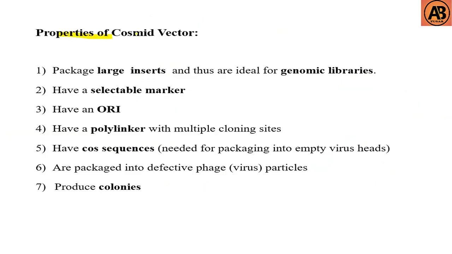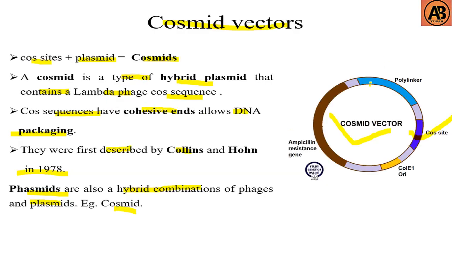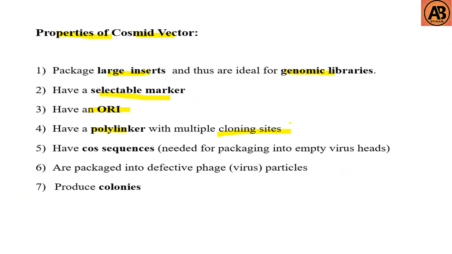Then what are the properties of a cosmid vector? They package large inserts and thus are ideal for genomic libraries, have a selectable marker, have an ORI origin, and have a polylinker with a multiple cloning site. Here you can see the polylinker with a multiple cloning site. Then cos sequences are packaged into defective phage virus particles, which produce colonies. So these are the properties of a cosmid vector.